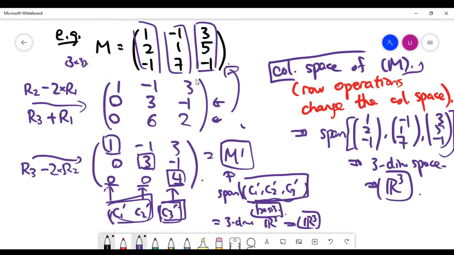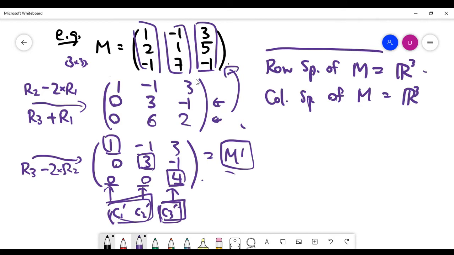So that's the answer for the column space and the row space. Let me write it here as a conclusion. For this 3 by 3 matrix, the answer is pretty obvious in the sense that both the row space and the column space are just the whole space, R3. And let's look at another example now.